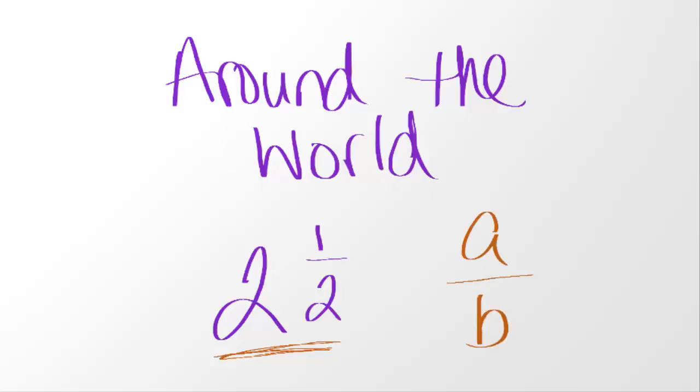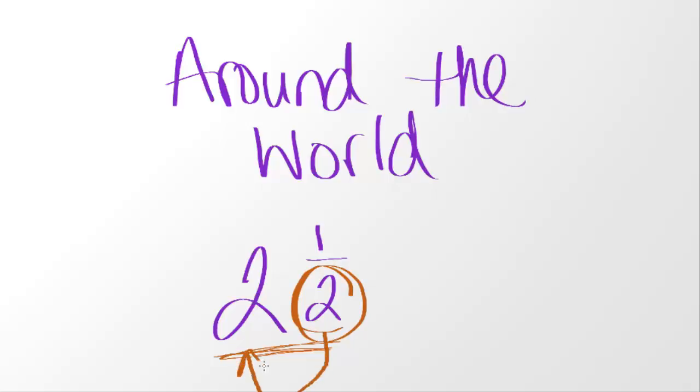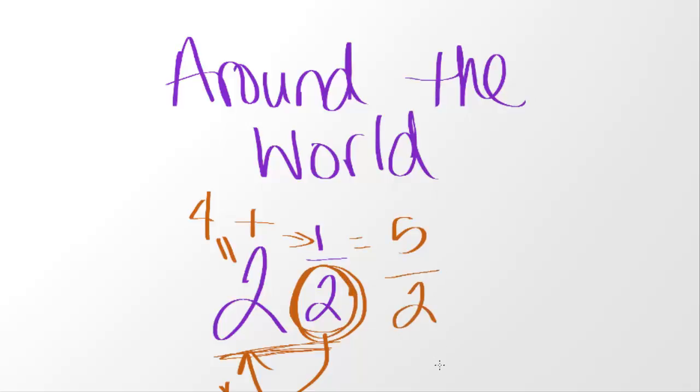Okay? So we're going to start with this bottom number, and it's this times this. 2 times 2 equals 4, plus 1 equals 5, and we keep this bottom number, so we have 5 over 2.